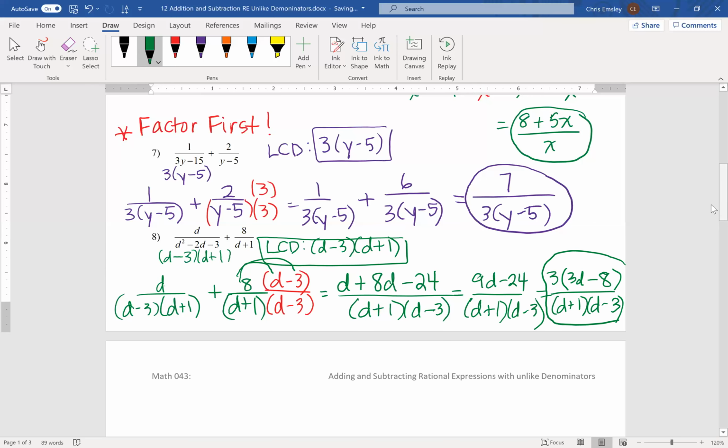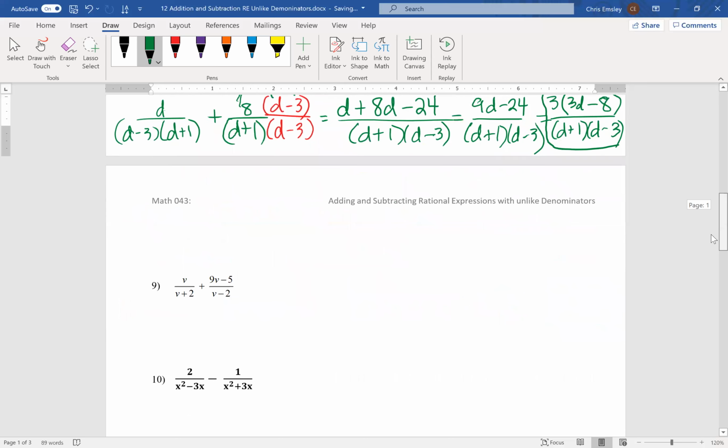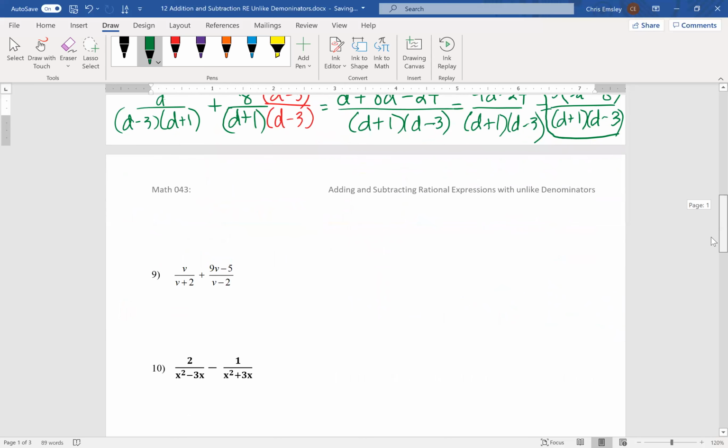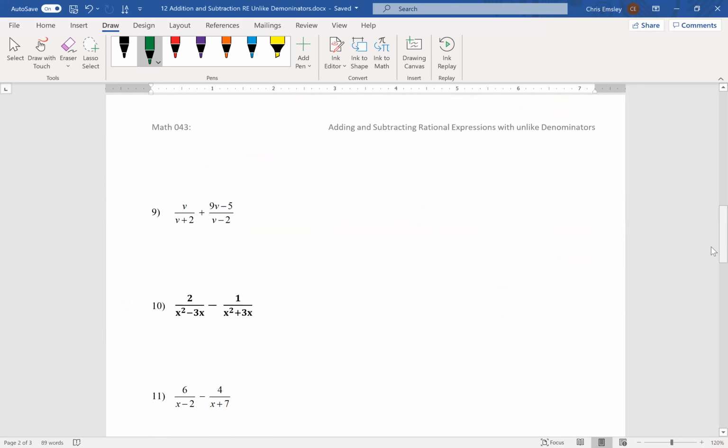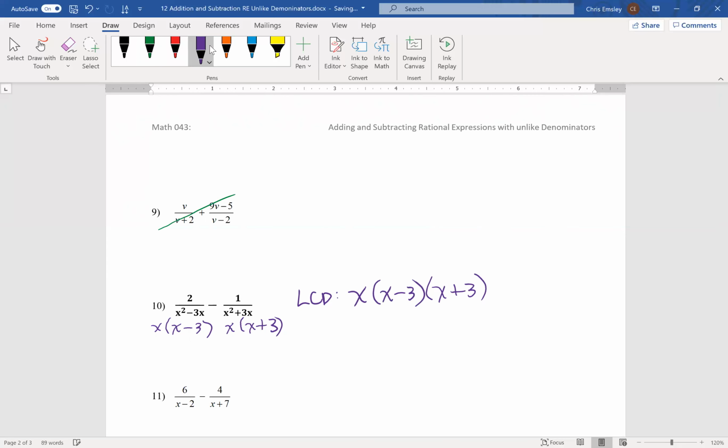Okay, so we're going to do that same procedure on just a few more examples so you can see it worked again, but they will be very similar to the ones we've done so far. We're going to skip number 9 and go to number 10. Remember what we said, factor first. So let's factor each of these denominators before we try to figure out what the LCD is. For this first one, we can pull out an x. For the second one, we can also pull out an x. So our least common denominator has to include an x. It has to include an x minus 3, and it also has to include an x plus 3. We want to multiply all those factors together to get our LCD.